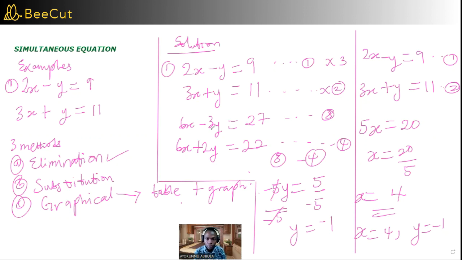So I'm going to clear the screen now while I solve the same question using the substitution method, and we will see whether we're able to get the same answer.